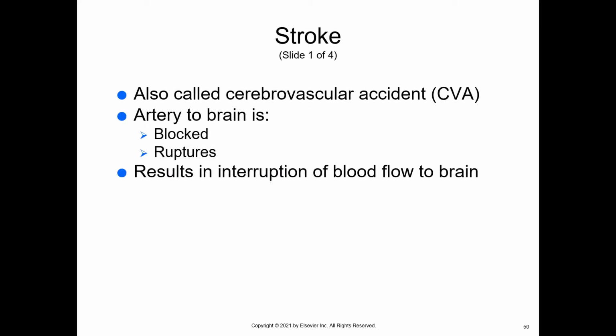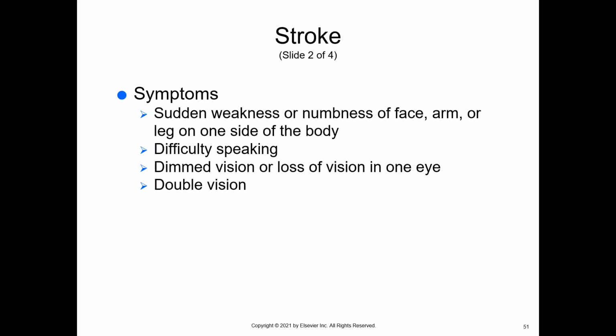Strokes, also called CVAs or cerebrovascular accidents. Strokes are the brain's version of a heart attack. It's when an artery to the brain is blocked or ruptures. This results in interruption of blood flow to the brain. Symptoms include sudden weakness or numbness of the face, arm, or leg on one side of the body.